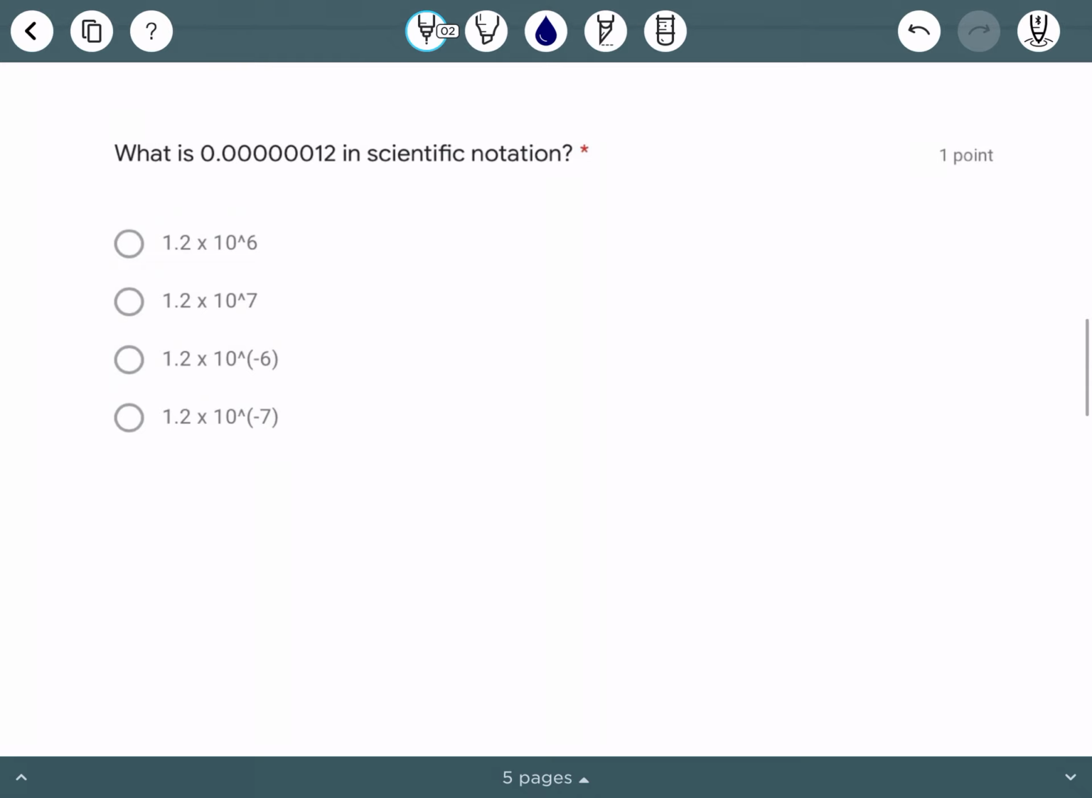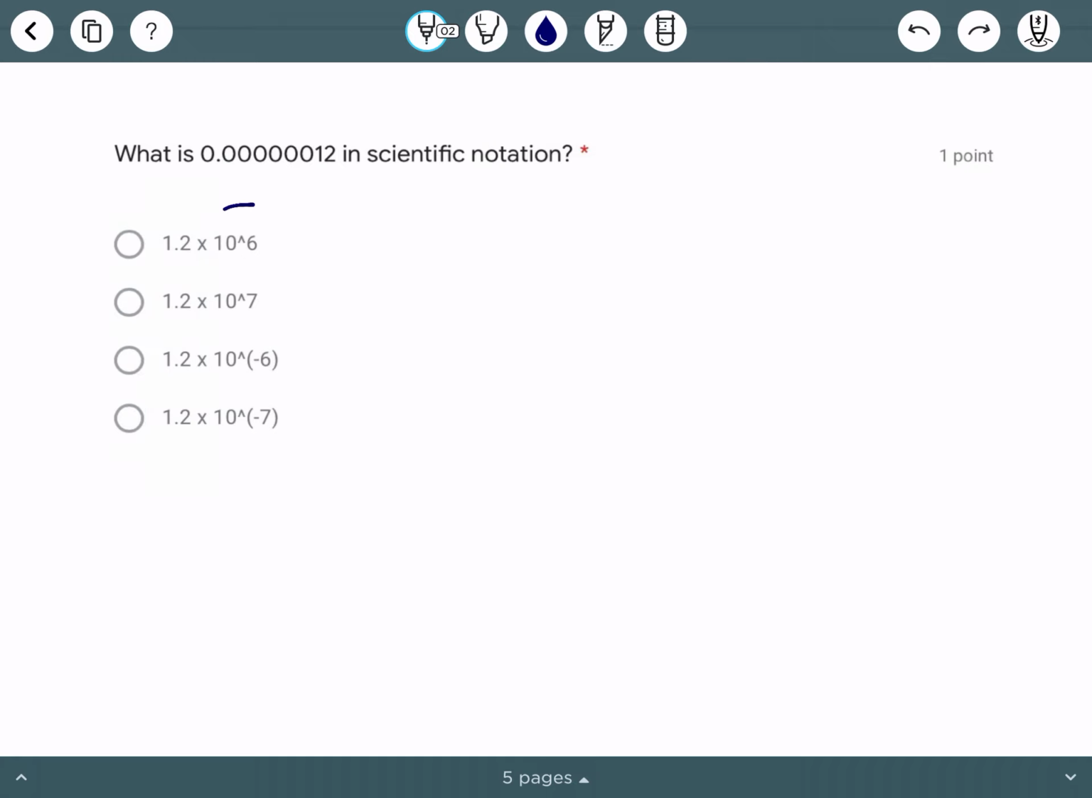All right, and finally we have, what is 0.000000012 in scientific notation? A quick note about this one, you'll see the leading digit is the same in all cases here. So it's not like we have to figure out what that's going to be.